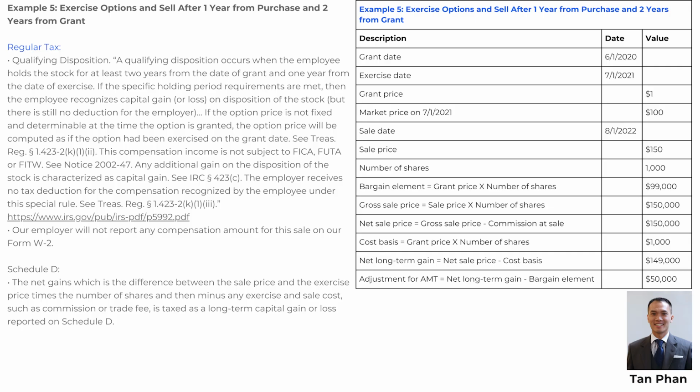Schedule D. The net gain, which is the difference between the sale price and the exercise price times the number of shares, minus any exercise and sale costs such as commission or trade fees, is taxed as a long-term capital gain or loss reported on Schedule D. Sale price minus exercise price times number of shares equals net long-term gain. $150 minus $1 times 1,000 equals $149,000.